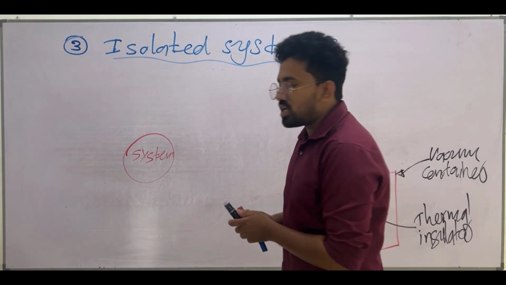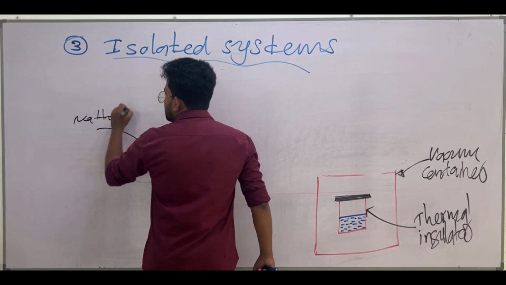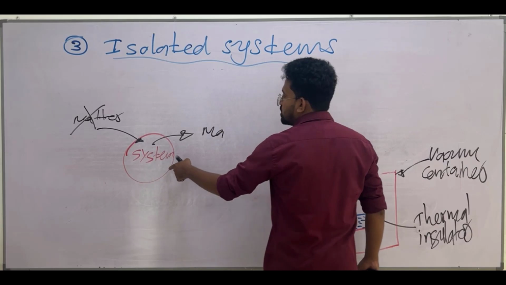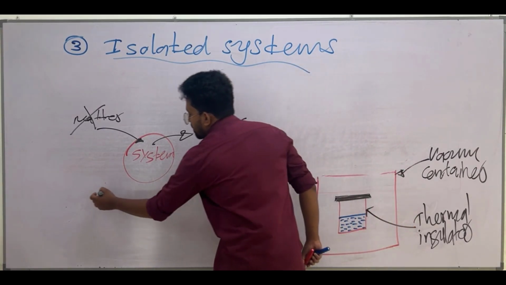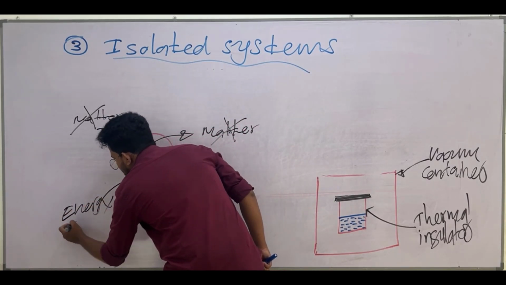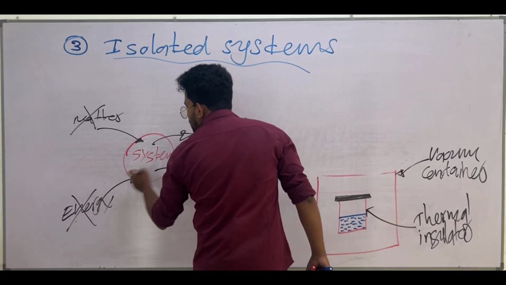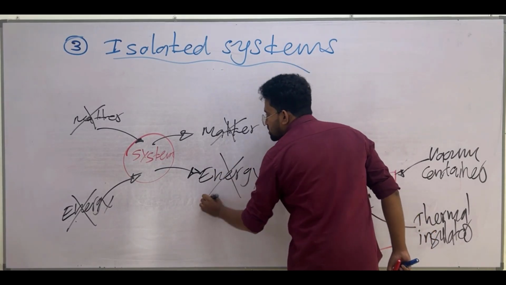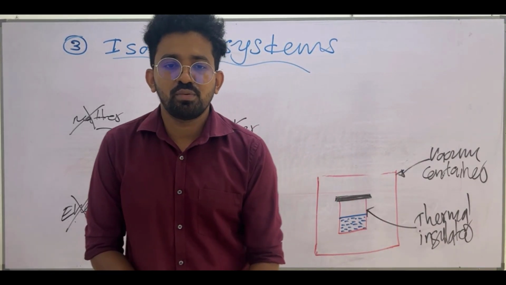If the system is isolated, matter cannot transfer: matter cannot come inside the system, or go outside from the system. And also energy cannot go through the system. Energy cannot come inside the system, or go outside the system. This type of system we call an isolated system.